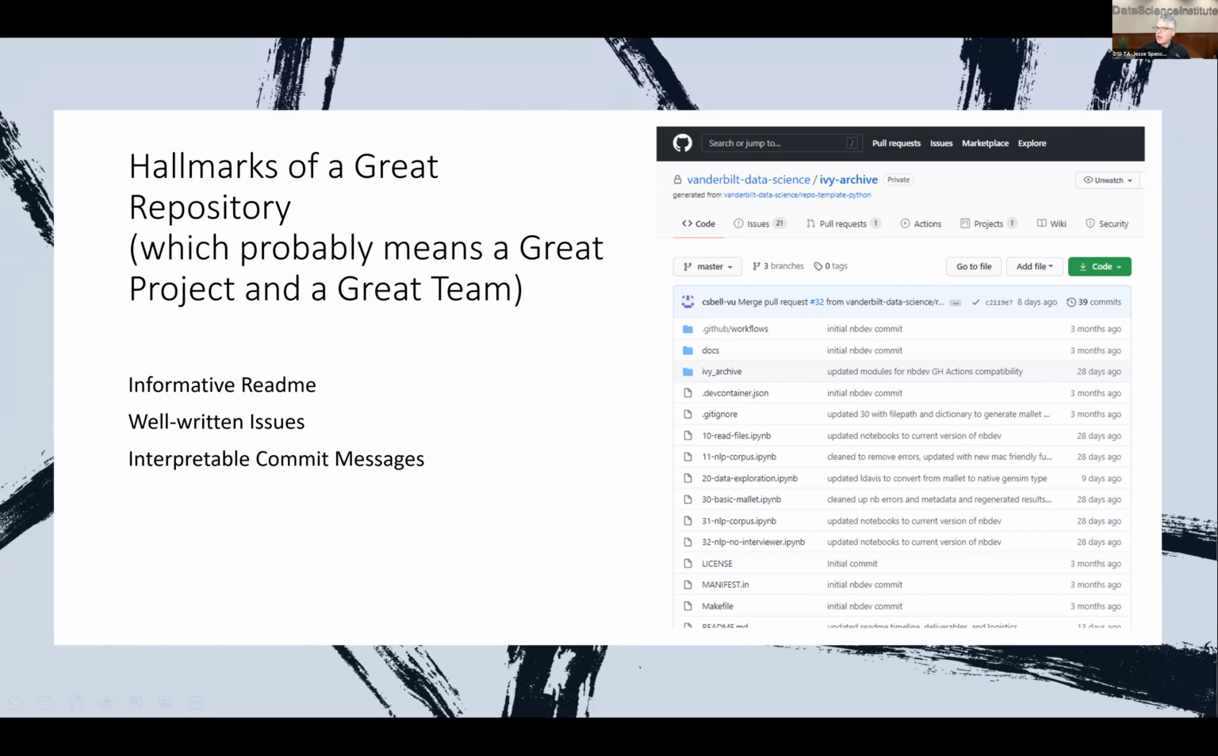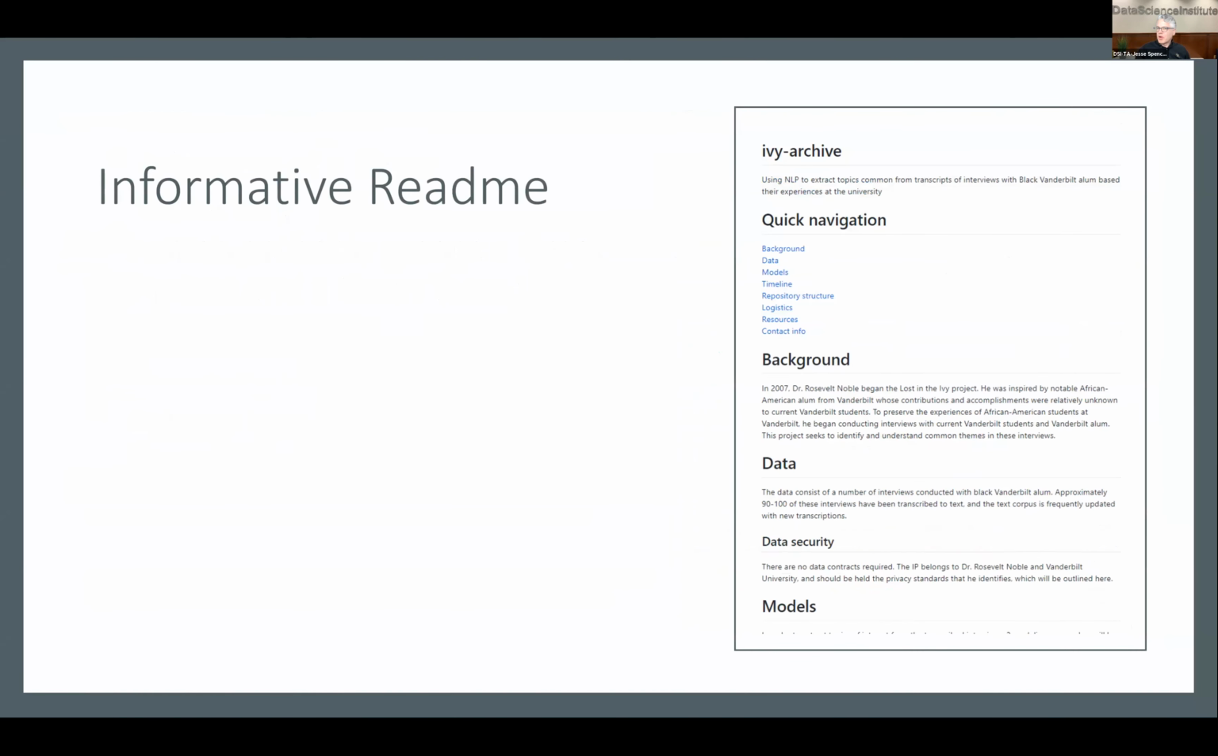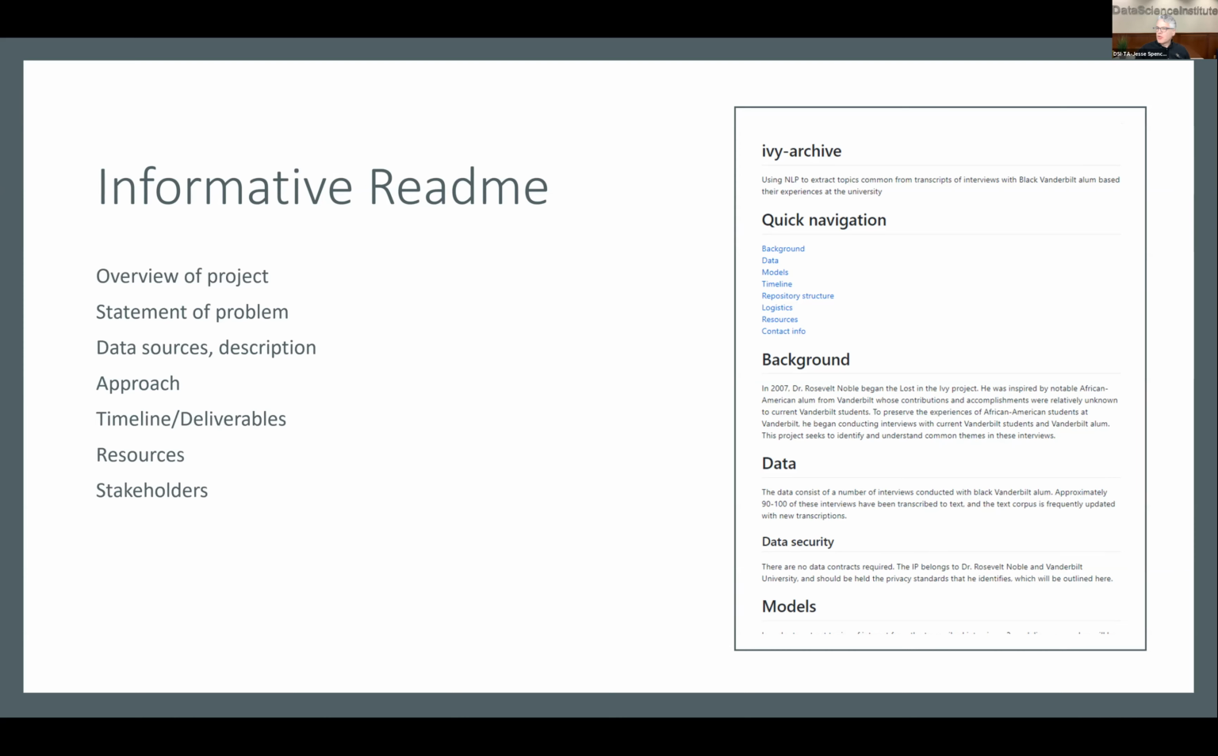Interpretable commit messages. We're going to get into this a little bit more, but this has to do with the programming side. Great project board. We're going to talk about what makes a great project board in just a moment. Informative README, that means it has the overview, the statement of the problem, the approach, timeline, deliverables, resources, stakeholders, contact information, license.